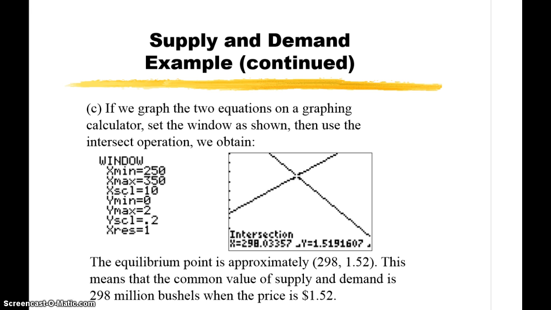Well, in order to do that, all we have to do is use our calculator, right? We could just input the 2 equations on our calculator and find the intersection using the intersect method. And that's going to give us 298, 1.52. So what that means is that the common value of supply and demand is 298 million bushels when the price is $1.52. The second coordinate, the y coordinate here, represents price. The first coordinate represents the amount of bushels that we need. So that's what's happening in this problem.